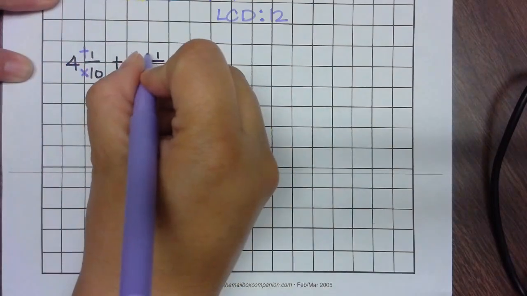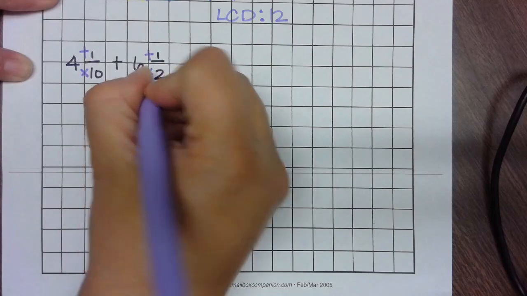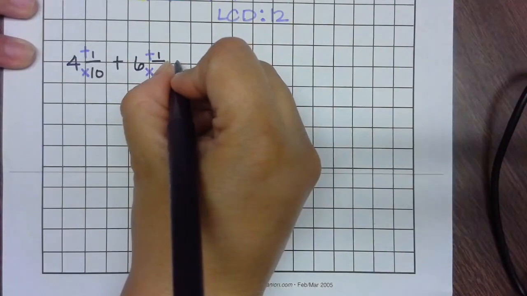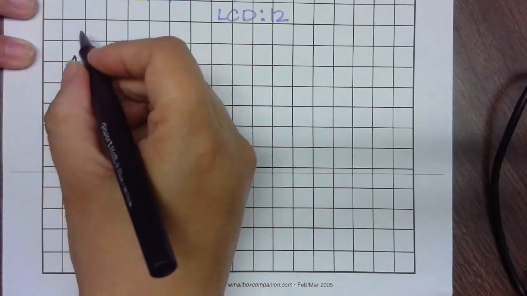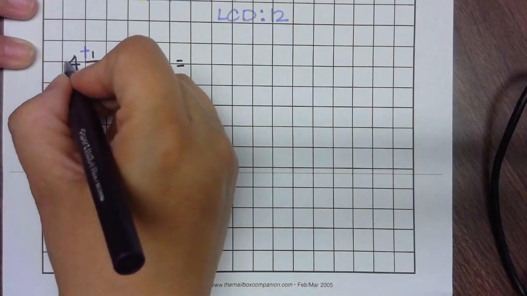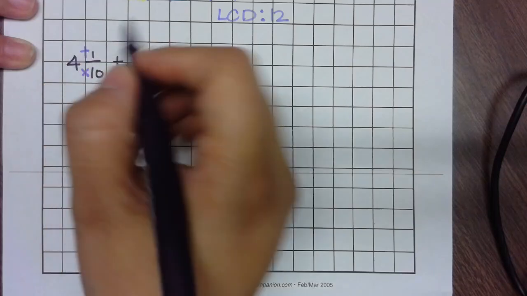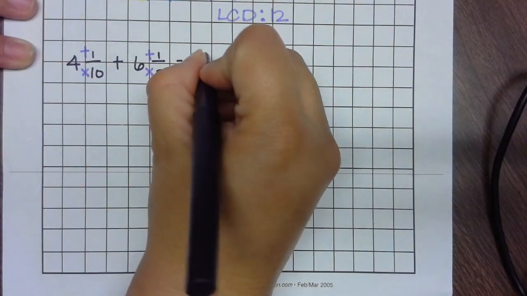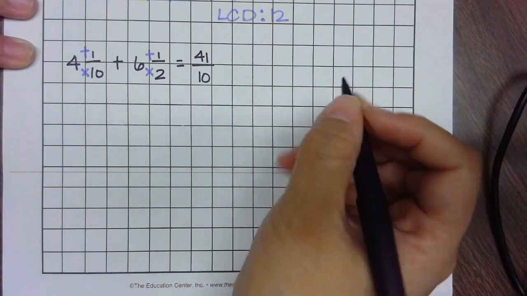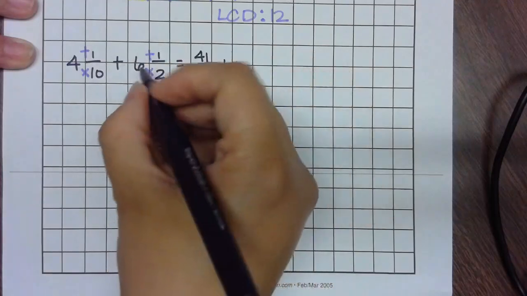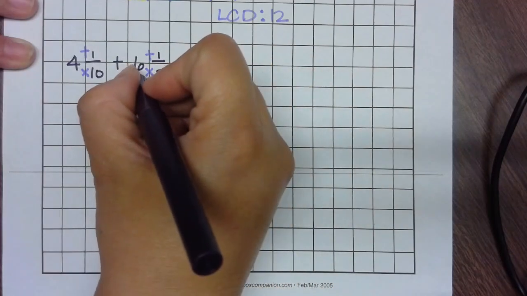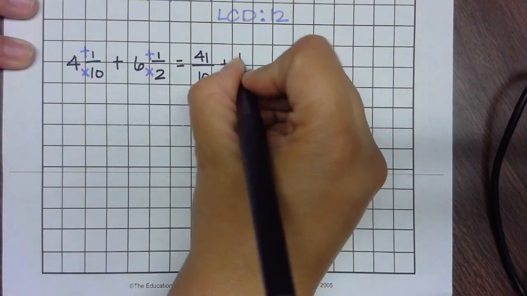We have to do it to both of them on this one, because both of them are mixed numbers. The way this strategy works is we multiply first, then we add. So we do 10 times 4, that's 40, plus 1, that's 41. Then our denominator stays the same. It's still 10. Plus, then we do the same thing to the 6 1/2. 2 times 6, that's 12, plus 1, that's 13.